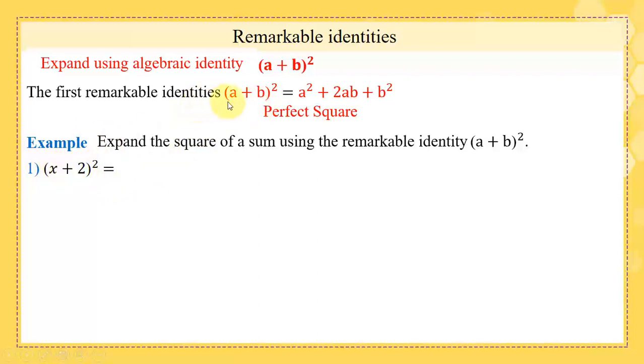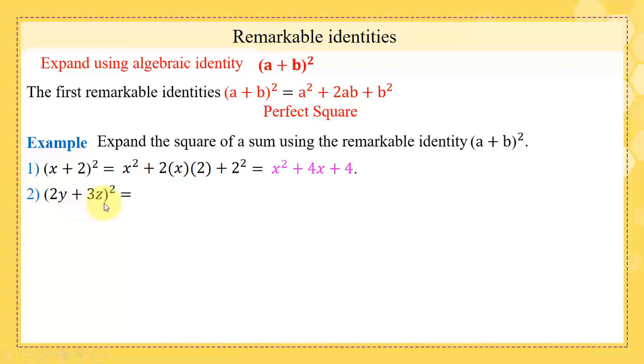where x is a and 2 is b. The answer must be a squared plus 2ab plus b squared. Here, x squared is a squared, plus 2ab is 2 times x times 2, where x represents a and 2 represents b, plus 2 squared, like b squared. Step 2, we just reduce to get x squared plus 4x plus 4.